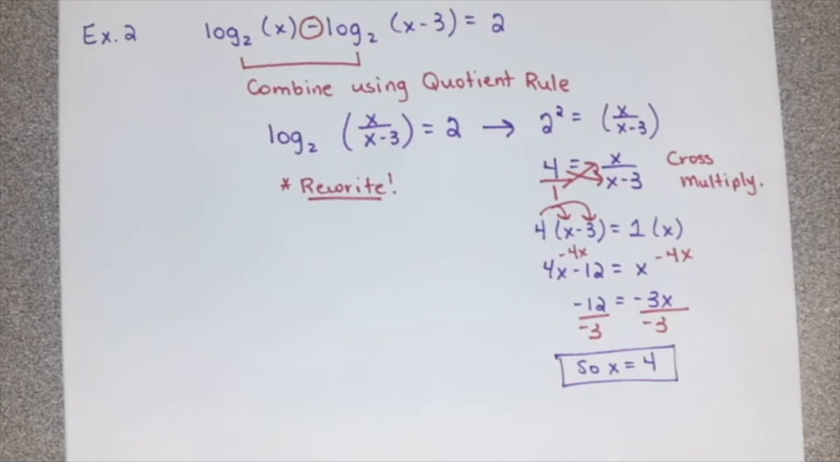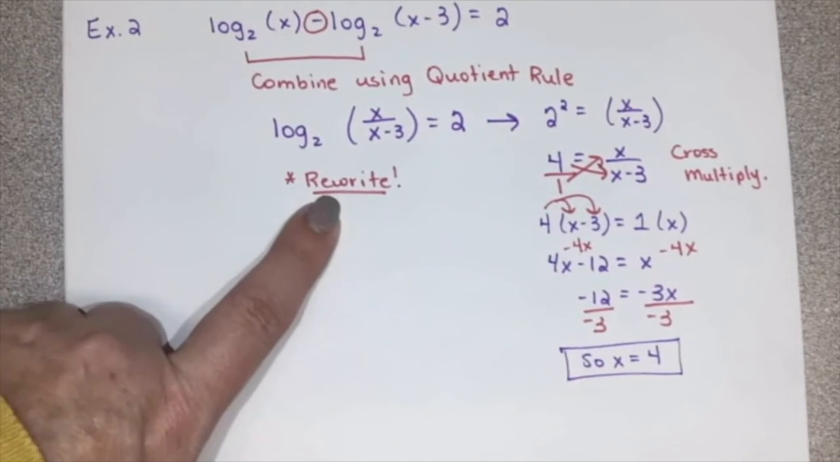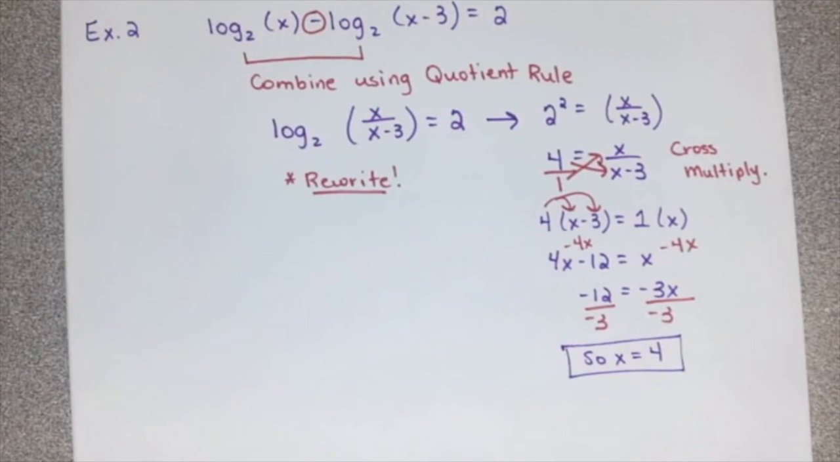Okay. So I hope you kind of see the process here, right? We're combining using the quotient rule, so we have one logarithm, and then we are remembering to rewrite. Those are probably the two most commonly forgotten things when we're trying to solve logarithmic equations like this. So please, please, please try to remember those.